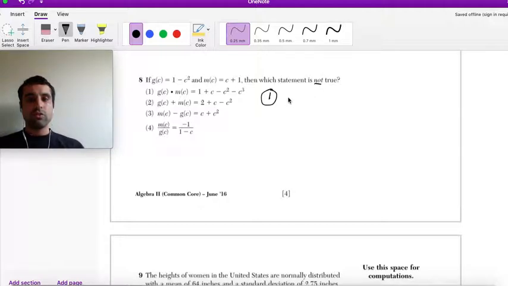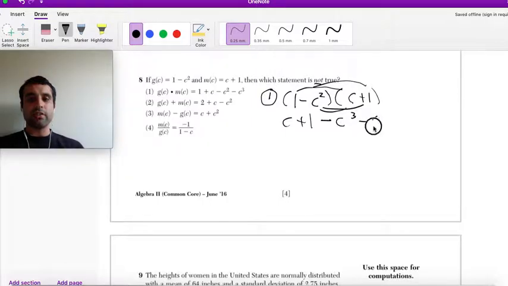Okay? So g of c times m of c, that means we're taking 1 minus c squared times c plus 1. I'm going to distribute the 1, but multiplying anything by 1 just gives you the same original polynomial. And then we are distributing the negative c squared. So if I multiply negative c squared times c, I get negative c cubed. And if I multiply negative c squared by 1, I get negative c squared.